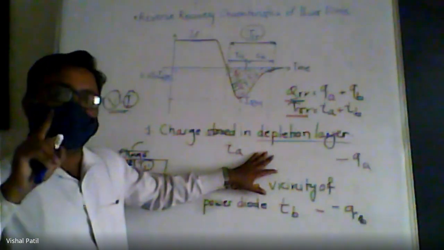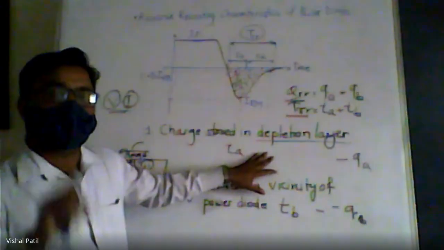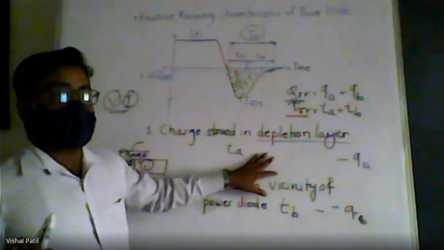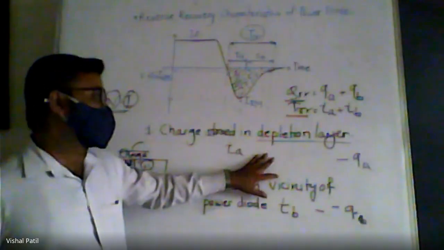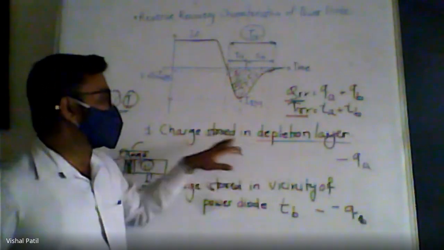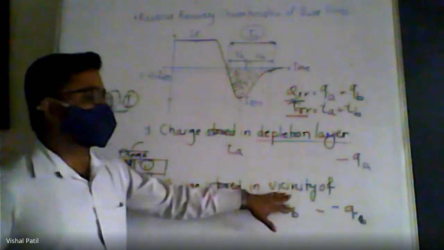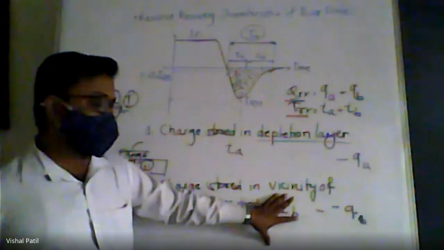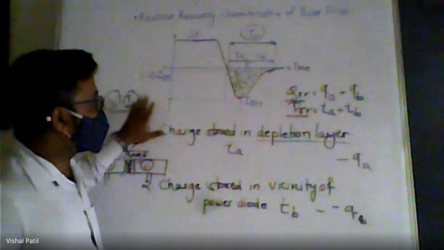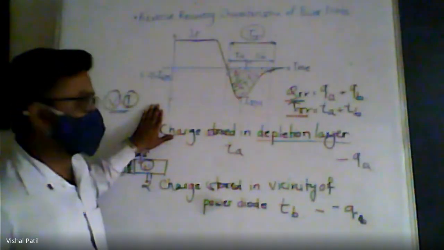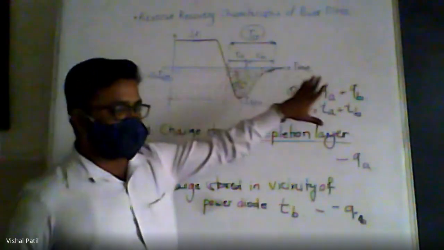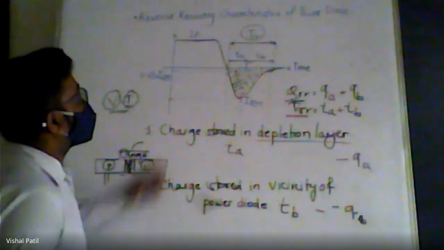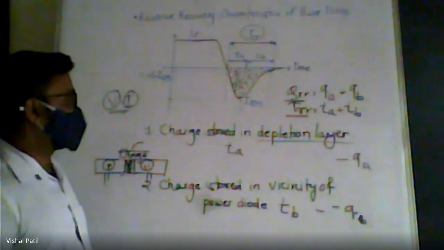So the diode current will flow in the reverse direction even after it becomes zero. And in that, what happens actually? The charge is recovered from the depletion layer. Charge is recovered from the vicinity of the power semiconductor device or diode. Okay. So as a result of this operation, we get these characteristics. But the analysis of these reverse recovery characteristics is something different.